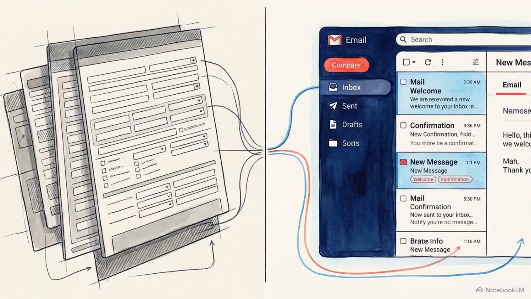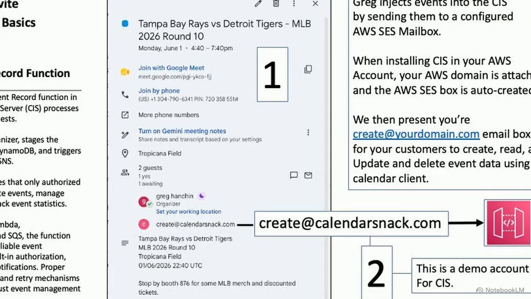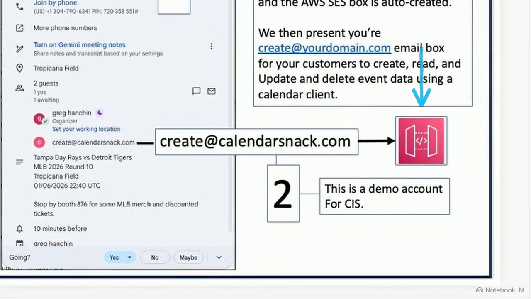This system utilizes a zero-training ingest methodology. The event organizer bypasses proprietary database forms entirely, using the native Google or Outlook calendar clients they already know. Inside a calendar UI, the organizer creates the event and adds our system address, create@calendarsnack.com, to the guest list. Sending this routes the schedule data straight to an AWS Simple Email Service mailbox.